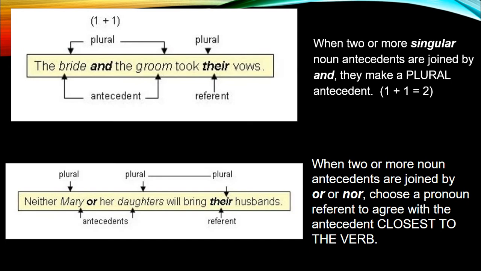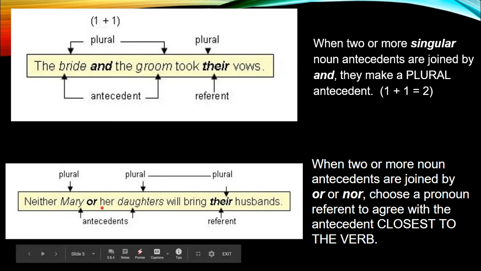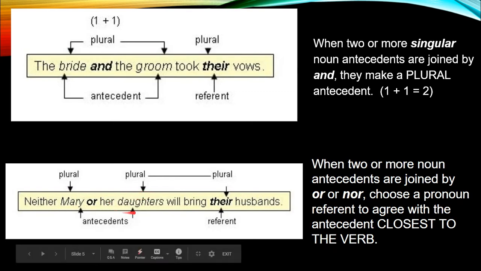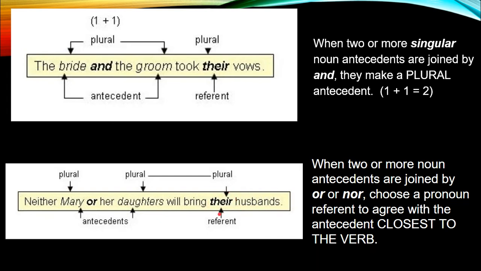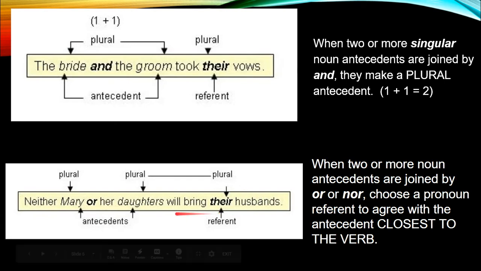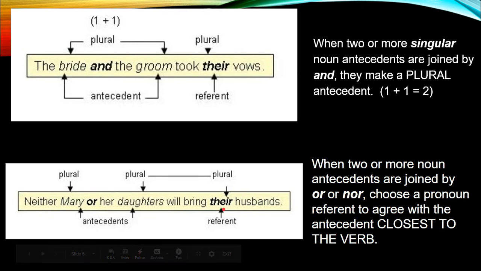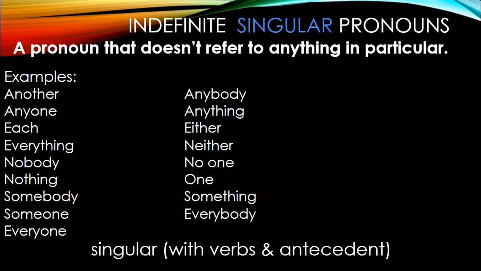Neither Mary or her daughters. So when you have the word or, and it's referring to one or the other, the rule is that the antecedent closest to its pronoun will determine whether it is plural or singular. So in this case, daughters is closest to the pronoun, and so daughters is plural, and therefore the pronoun must be plural. Neither Mary or her daughters will bring their husbands.